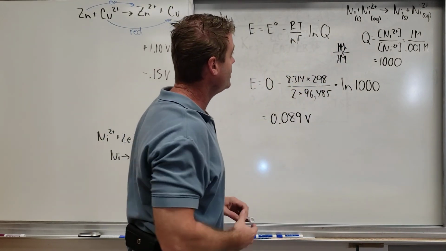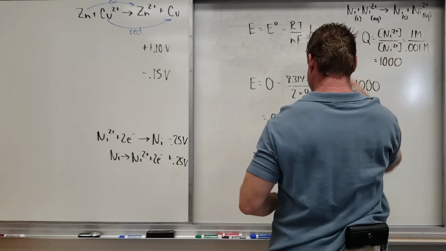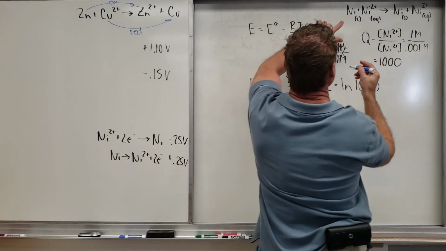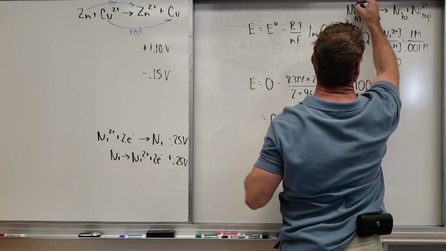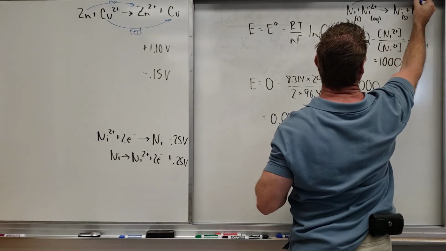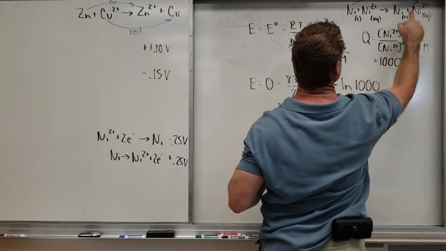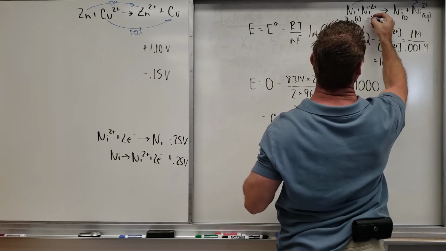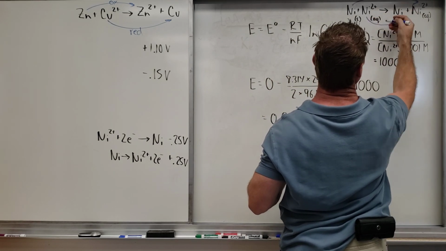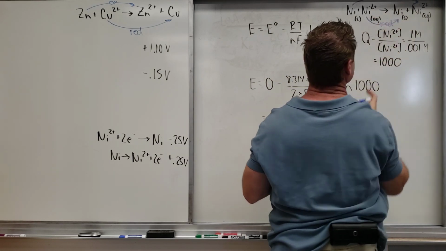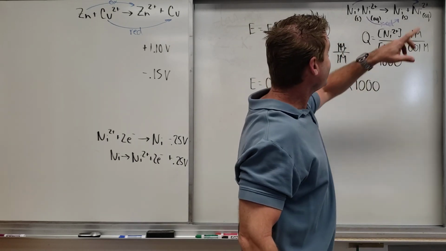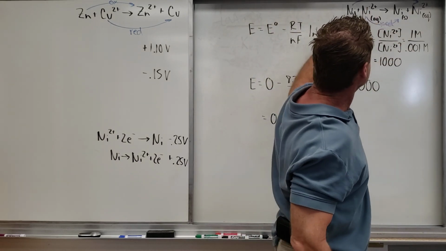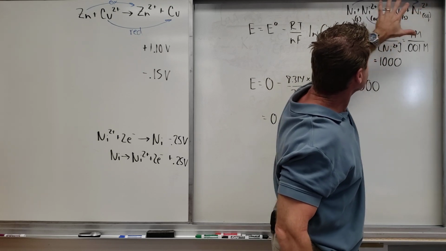Well, here's how we get Q. Here's the reaction happening, right? Think about it: on that left side, nickel is being oxidized to nickel 2+ ions. And then on the right side, nickel 2+ ions are gaining those electrons and thus being reduced. Well, if we look at the right side, remember to get Q, it's the concentration of the products over the concentration of the reactants.